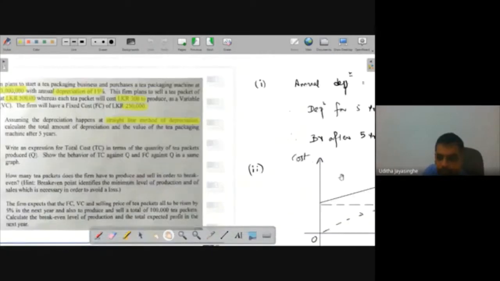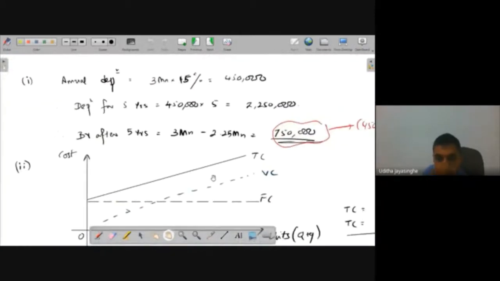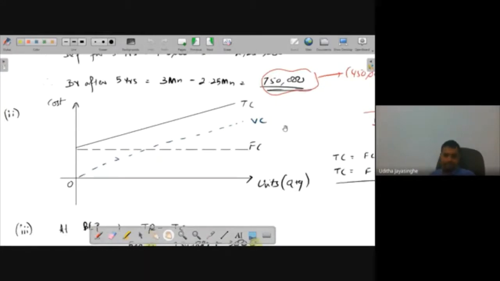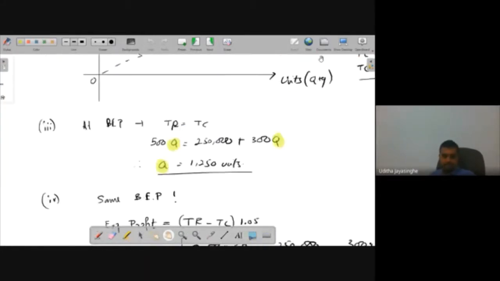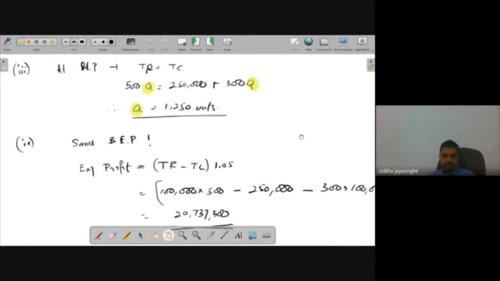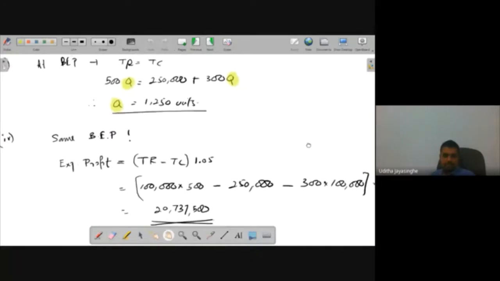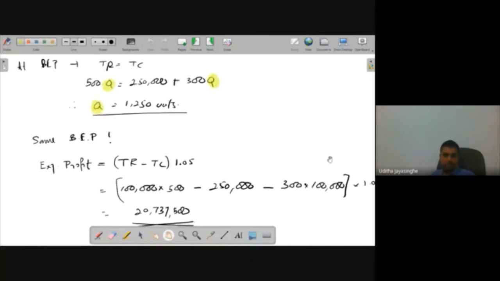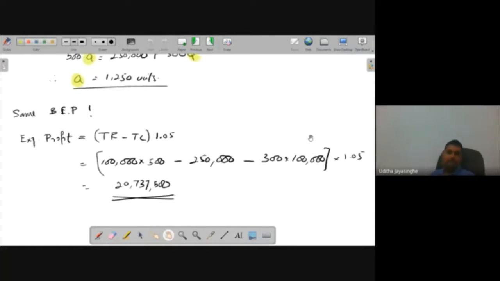Right. I think this is the question. Hope you have got the first part, the book value after the 5 years at 750,000. This graph is pretty much the same. And moving on to the last two parts, these are the answers. Part number 3, break-even units are going to be 1,250, and the expected profit for the last part is going to be 20.7375 million. You calculate the simple total revenue minus total cost, and it's just a matter of inflating that by 5%.